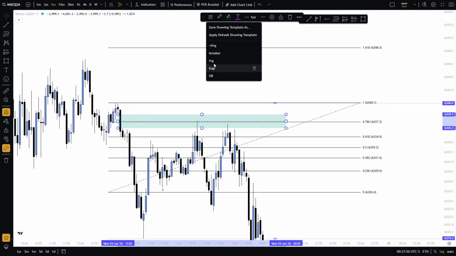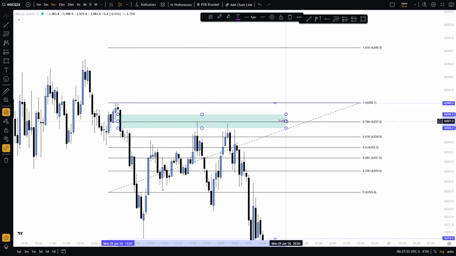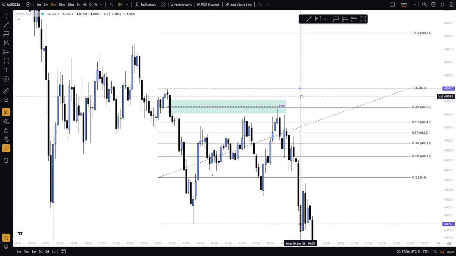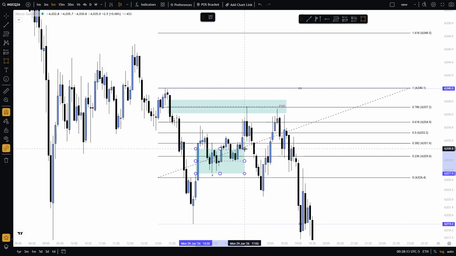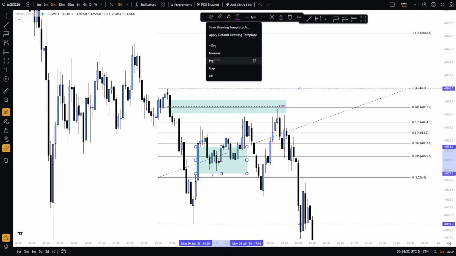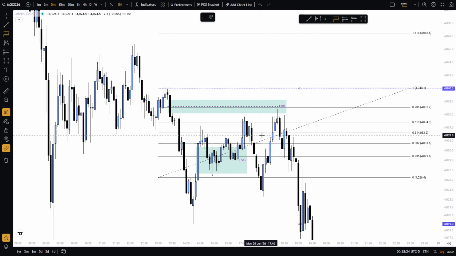So we have a 5 minute fair value gap up there, and this would have been market open. So market was delivering out of this 5 minute fair value gap right here. So this fair value gap sponsored, it's pushed down.